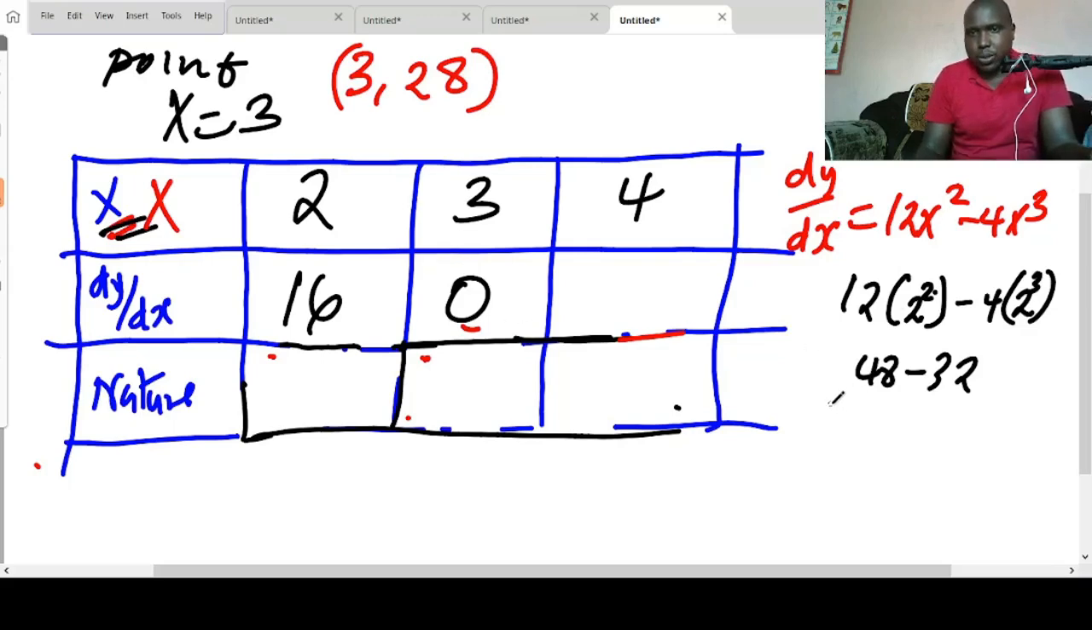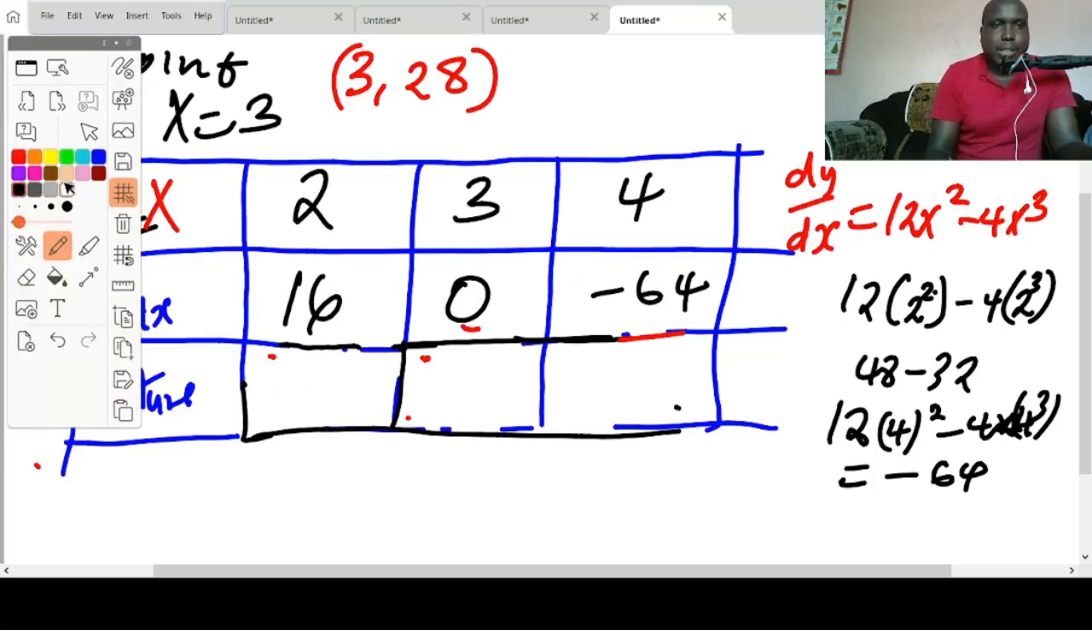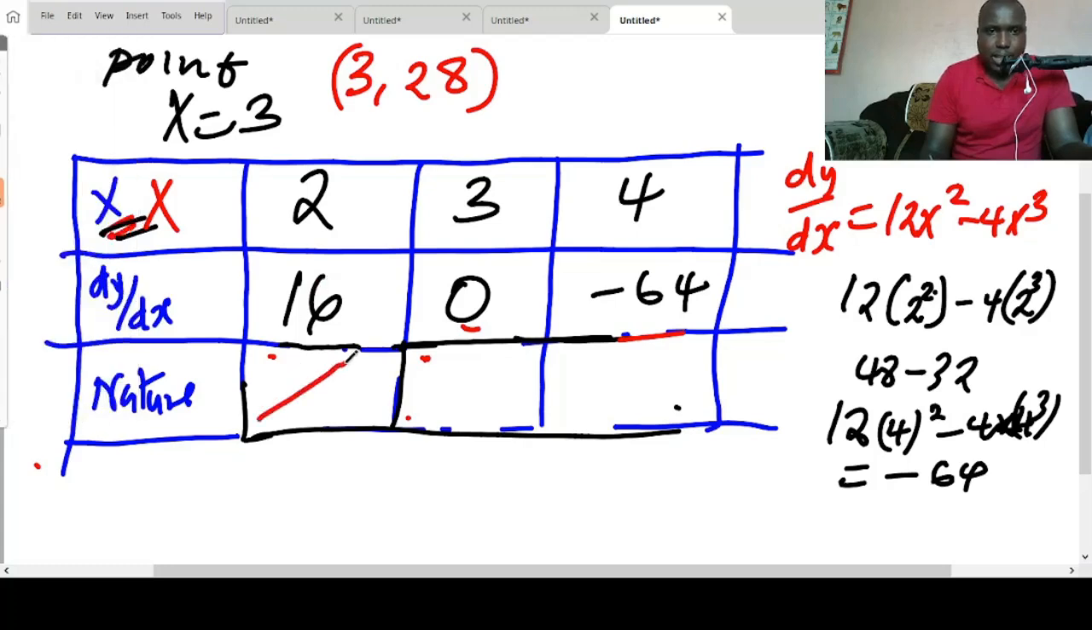So we substitute here. Tunaenda kuweka 4 hapa: 12 times 4 square minus 4 times 4 raised to power 3. So this one is going to give us, you press your calculator, negative 64. So this is negative 64. Now let us draw the nature. So this is positive 16 inaenda juu. This is 0 kwa sababu imepanda, hiyo itakuwa hapa juu. Hii inaenda chini, so itakutoka hapo ikuje chini. So the nature is going to be this.